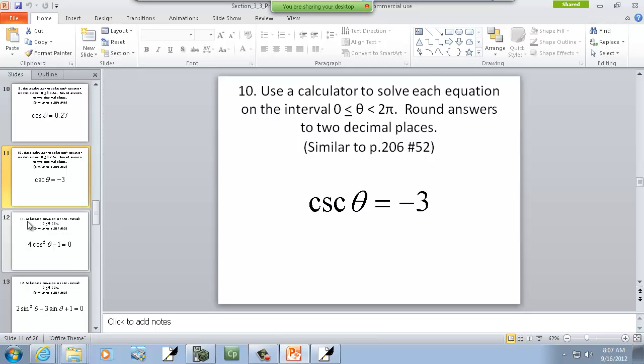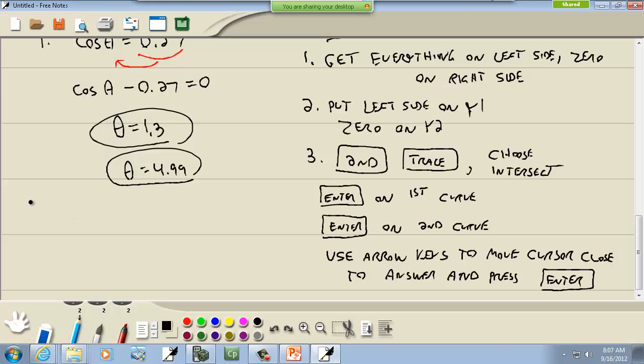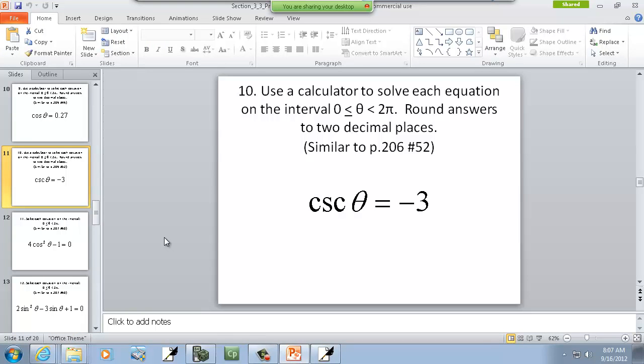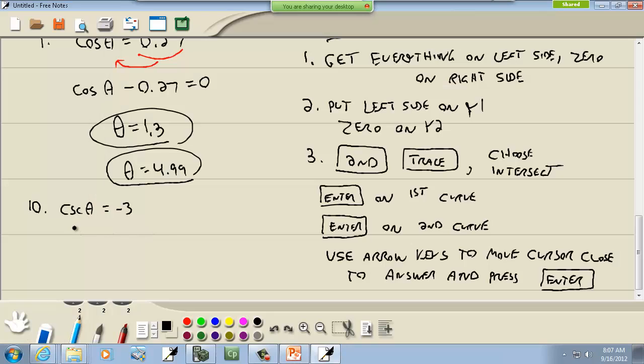And I might have room for this one. So let's just take a look at this one. This one's cosecant theta is equal to -3, and find the answer between 0 and 2 pi again. Well, remember, cosecant is 1 over sine, equals -3. Now, our steps say to get everything on the left side, 0 on the right side. So I got 1 over sine, and I'll take -3 to the left side, so it becomes a +3, and then equals 0.